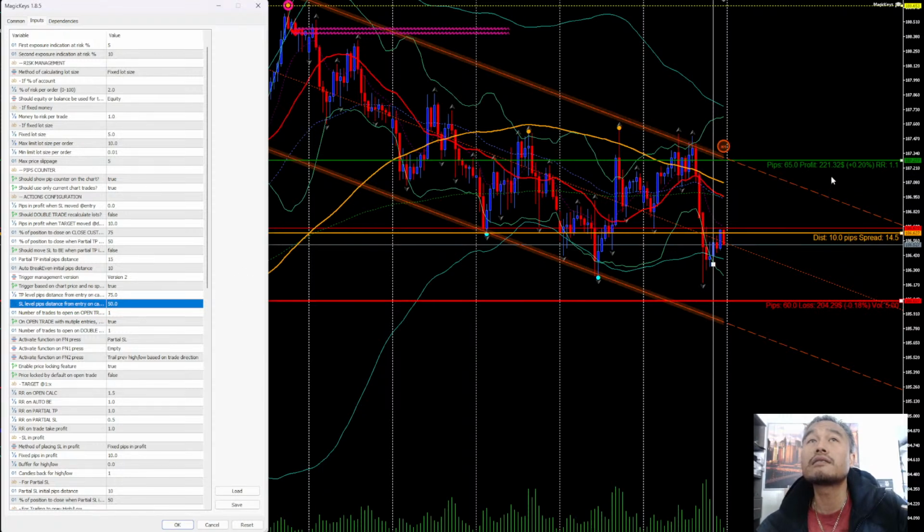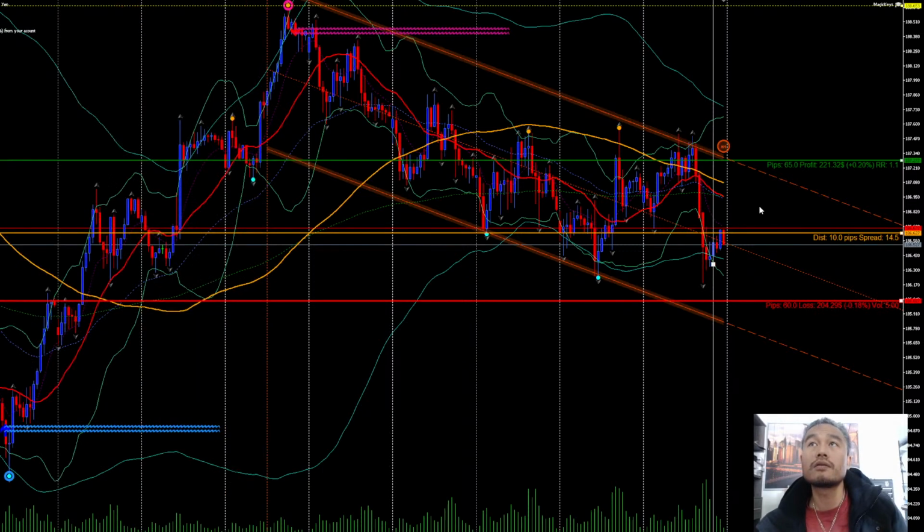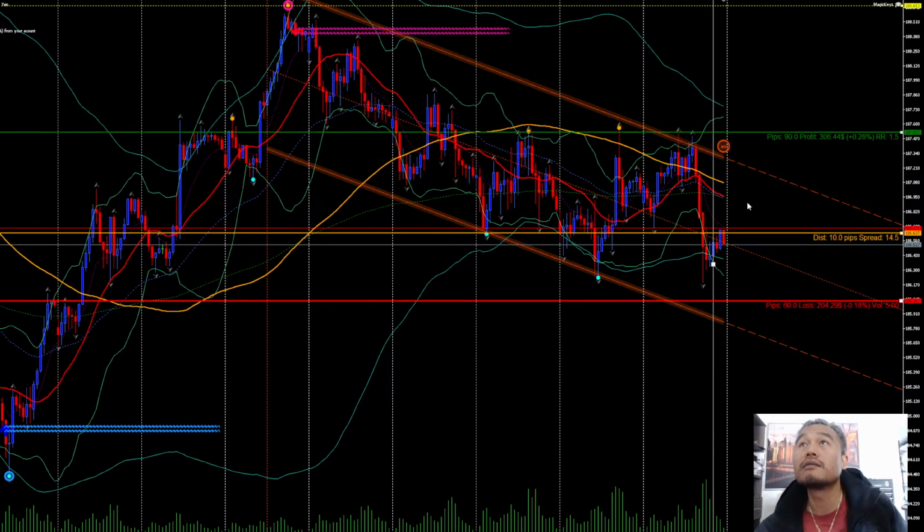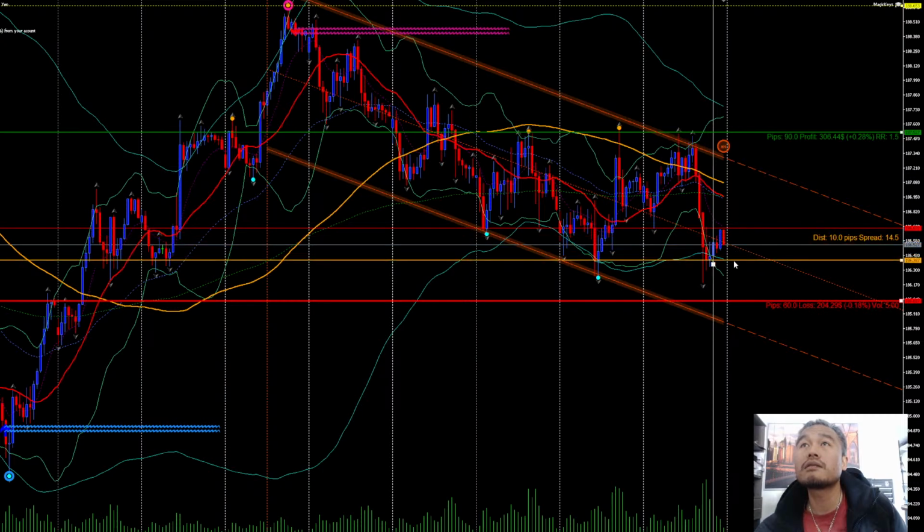Oh, it says here 1 to 1, 1.1. Okay, so we'll go 1.5. So if we actually press target there, that makes more sense. Okay, so we put it down here.